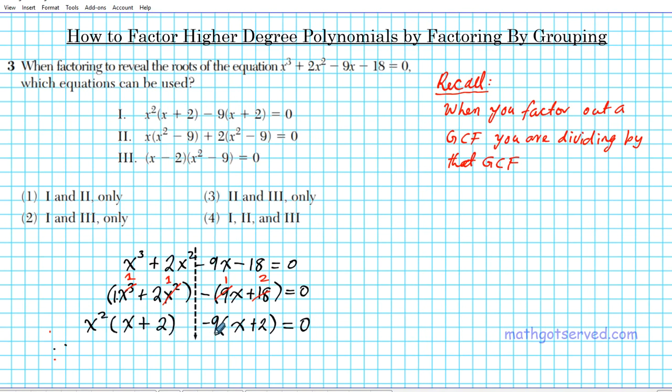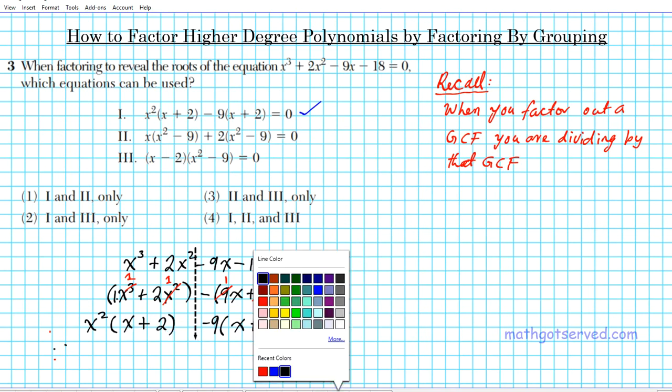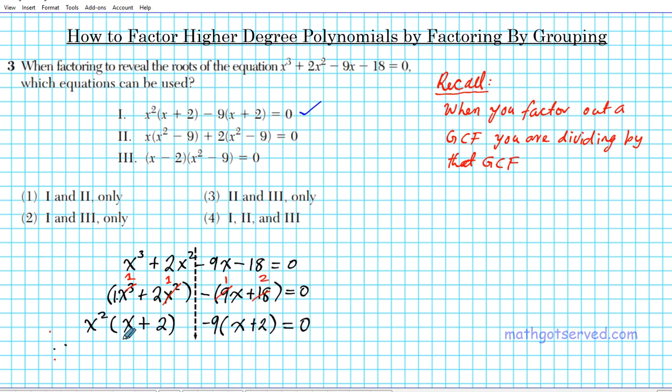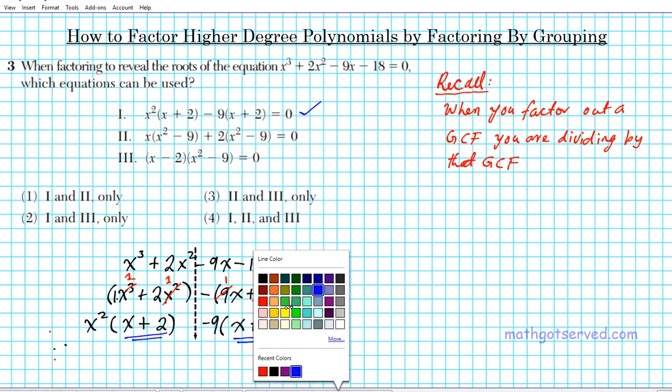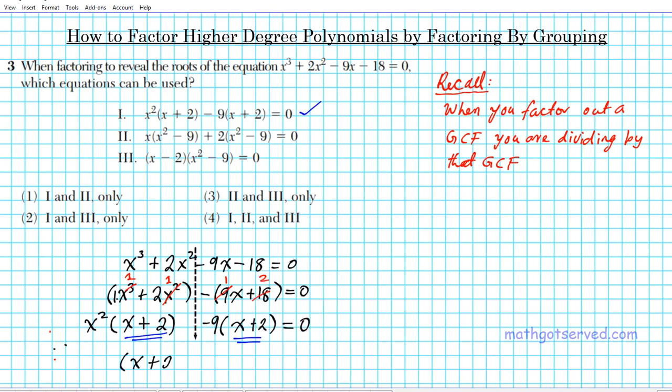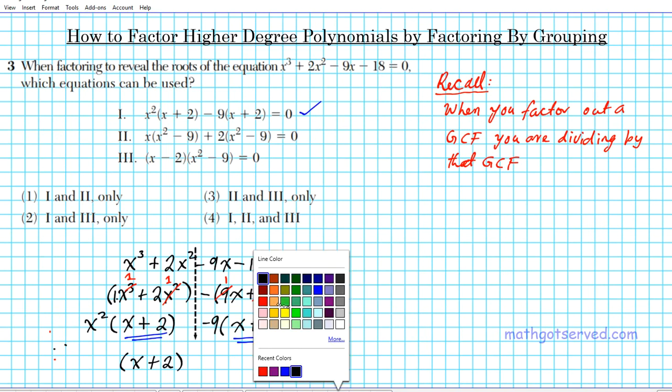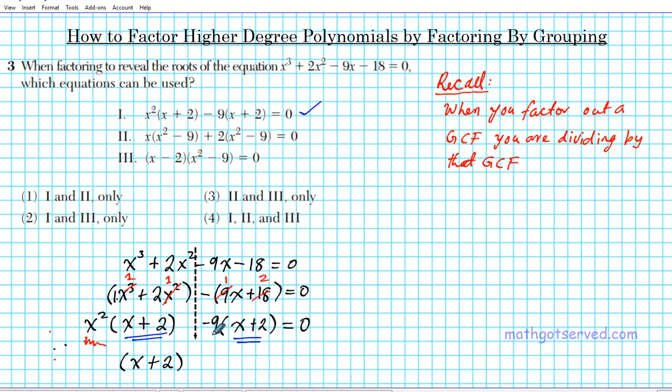X squared times x plus 2 minus 9 times x plus 2. That matches with option number 1. So this can be used to reveal the roots of the equation. If we complete the factorization process, this is how we do it. What we do is we take the terms that have identical values, these two identical quantities right here, we factor them out as though we're dividing out. So we're going to have x plus 2 factored out, and then x squared and negative 9.